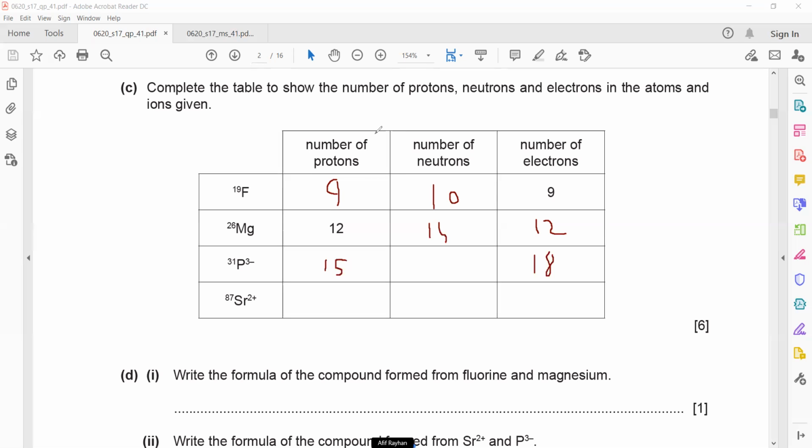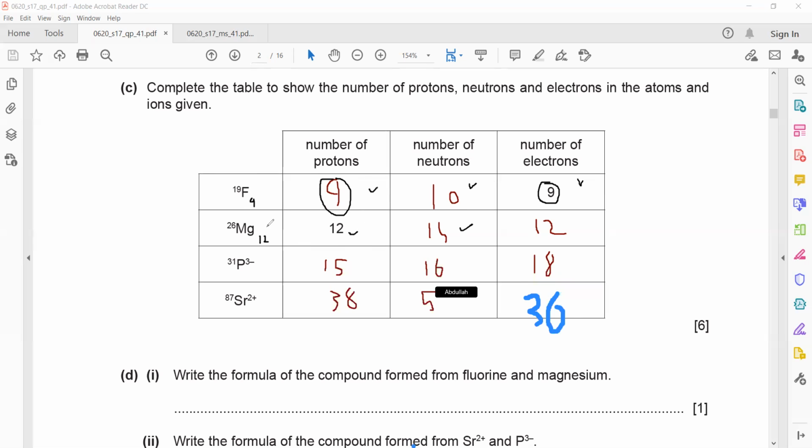So in case of fluorine, because it's an atom, the proton and electron number should be the same. That's why if there are 9 electrons, there should be 9 protons, because it's an atom, there's no charge. And neutron number, the difference, because as we know, atomic number is 9 here. So 19 minus 9, that's equal to 10. That's correct. In case of magnesium, proton number is 12. Neutron number, the difference 26 minus 12, that's 14.